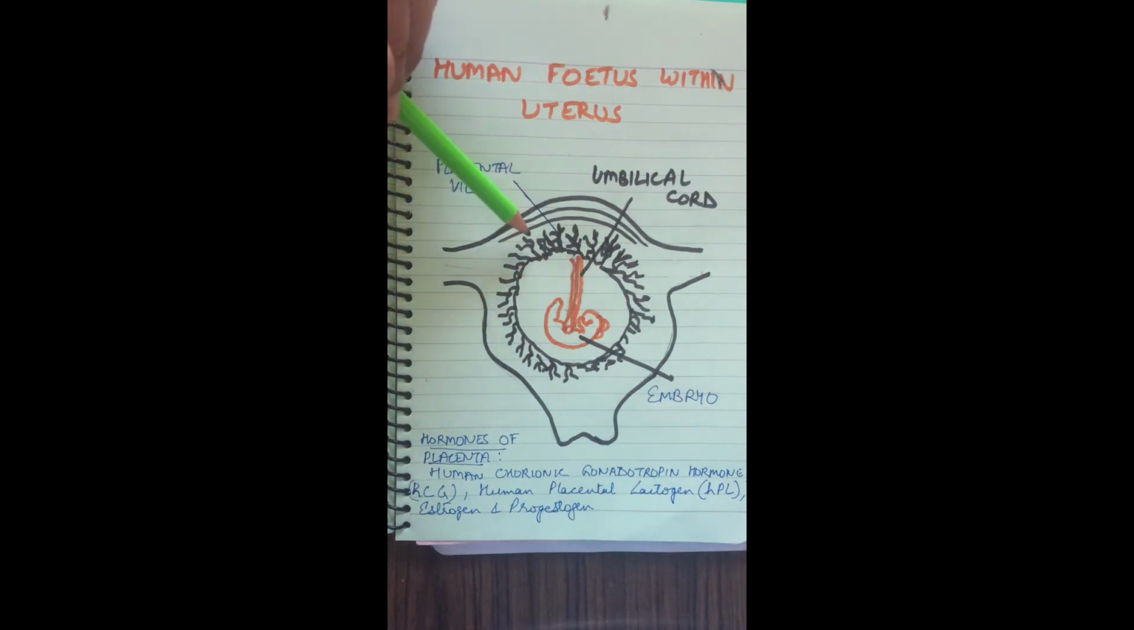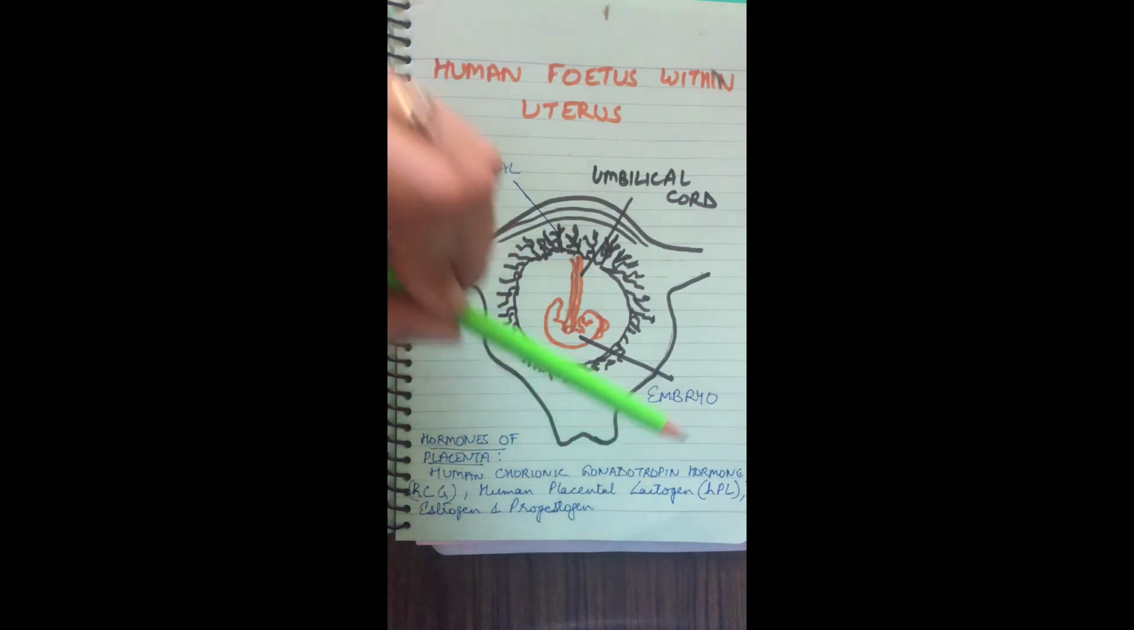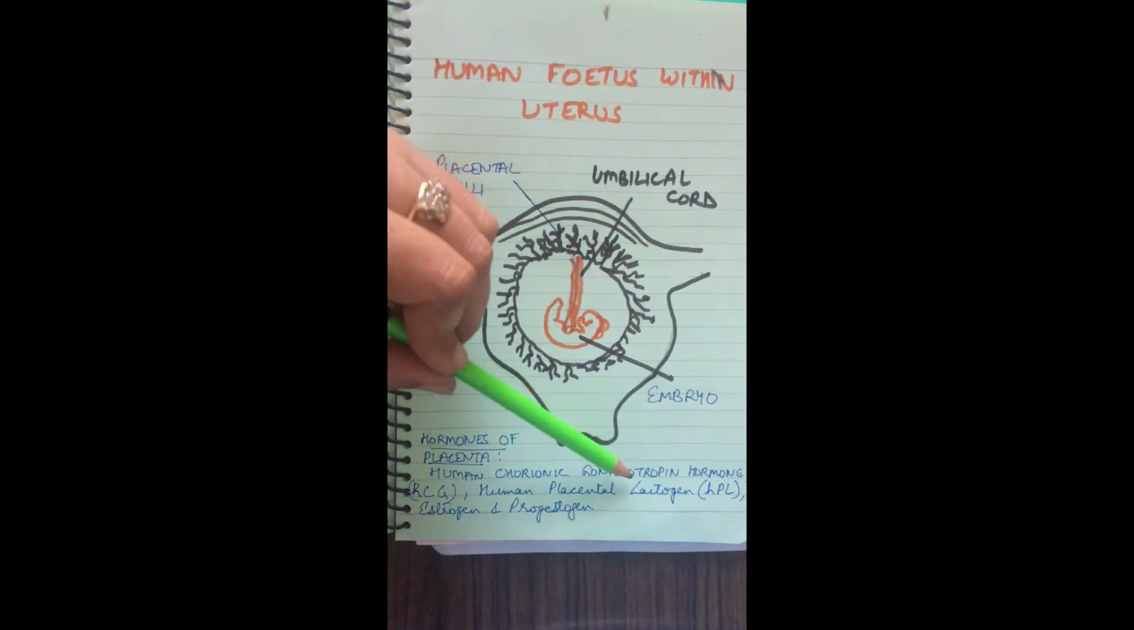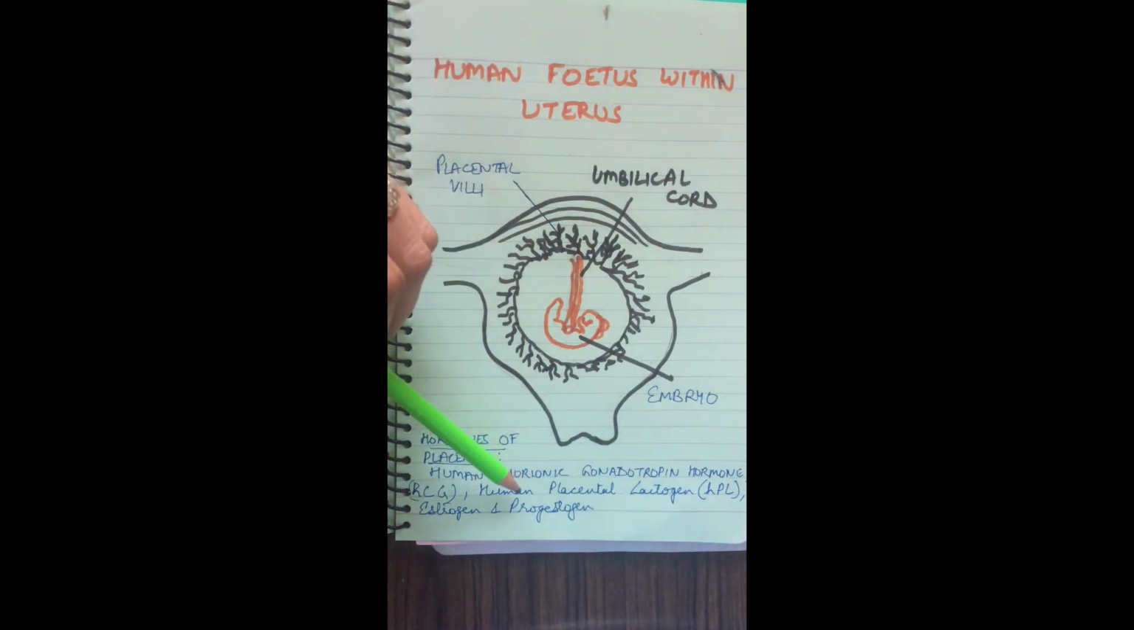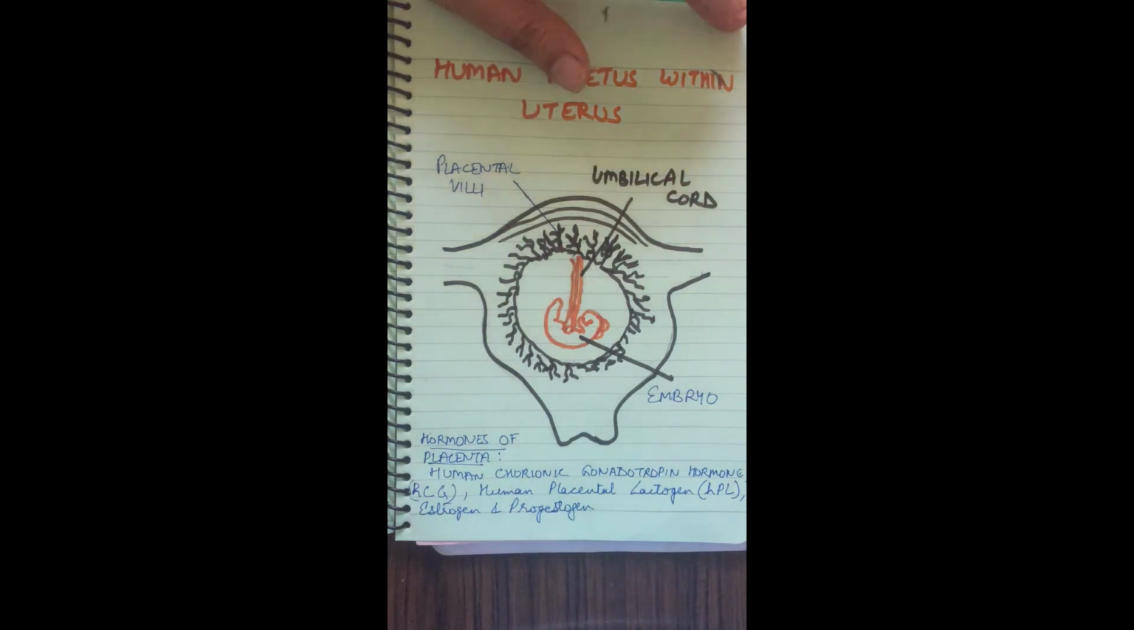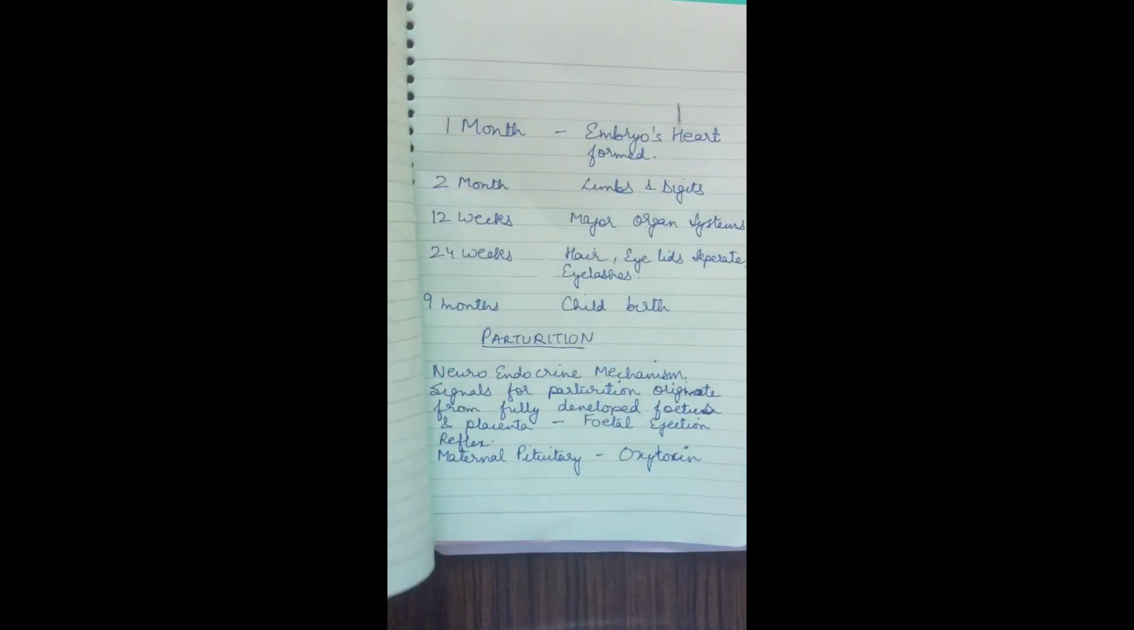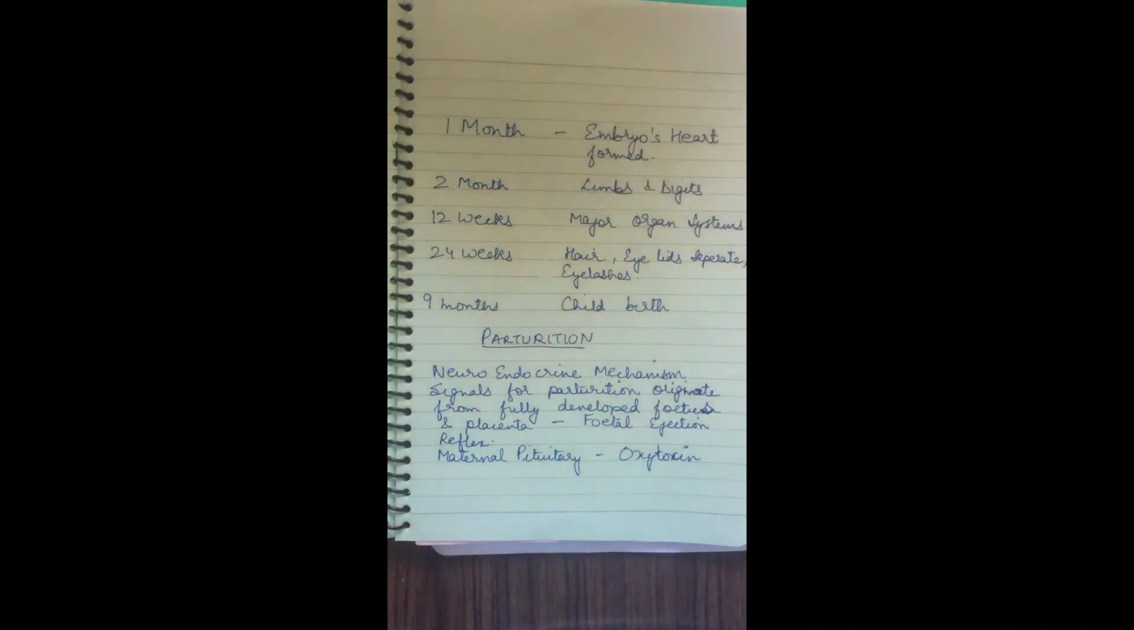Now the placenta is a temporary endocrine gland which is formed during pregnancy. It produces hormones, and these hormones are important for normal embryonic growth. So let's discuss what these hormones produced by the placenta are. These are human chorionic gonadotropin hormone, human placental lactogen, estrogen and progestogen. All these hormones are important for the maturation and development of the embryo.